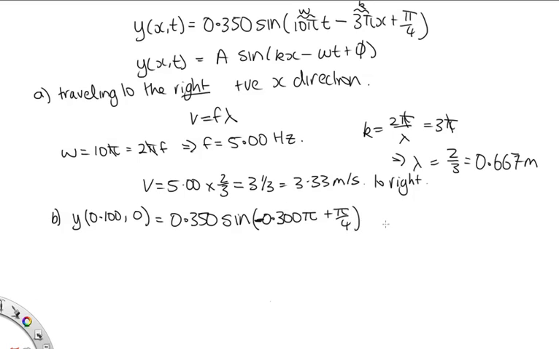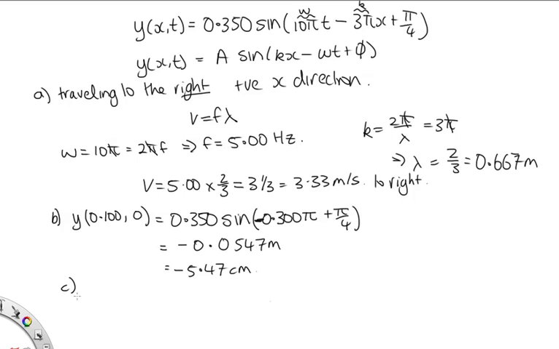Now solving this on the calculator, making sure that you put your calculator in radians or that you convert it to degrees, you end up with minus 0.0547 meters, which is equal to minus 5.47 centimeters.